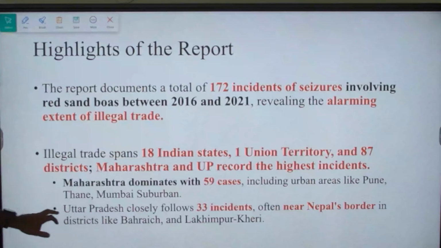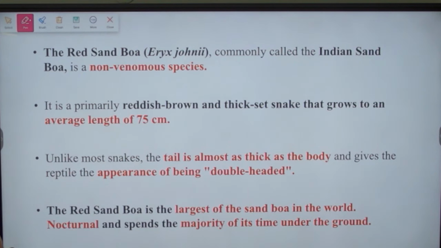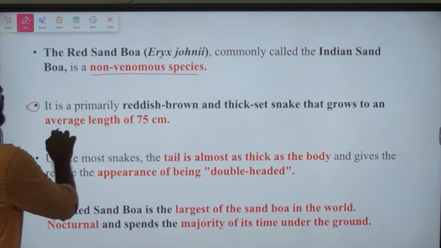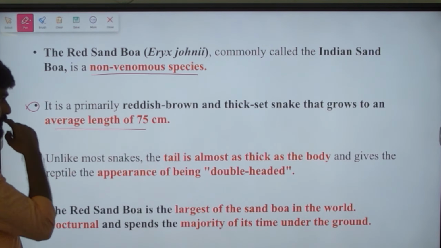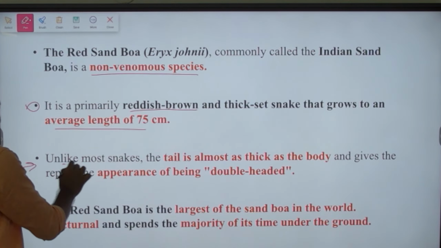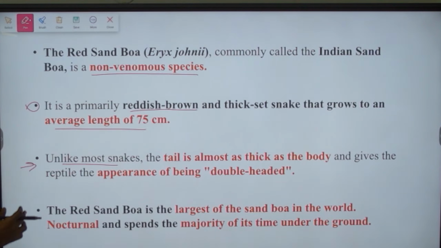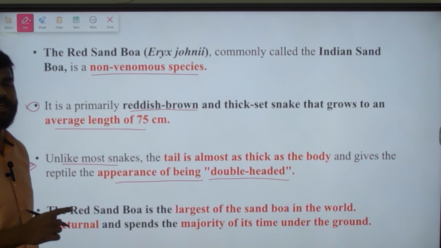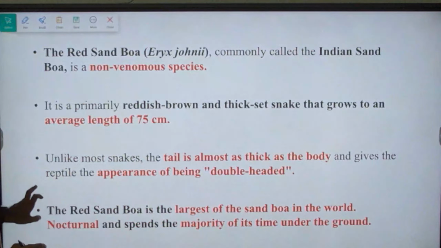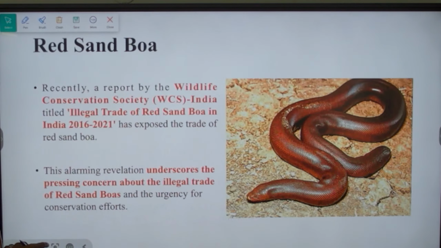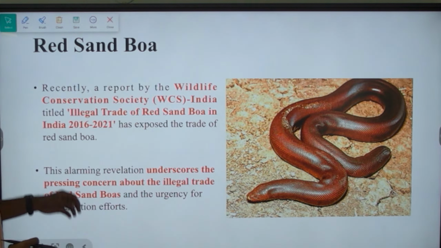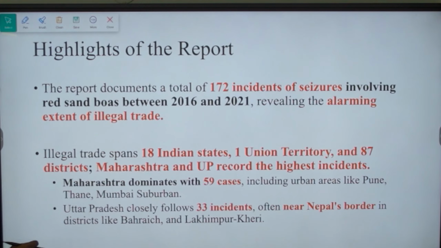Okay, so let us understand further details about red sand boa. Red sand boa, also called Indian sand boa, is a non-venomous species. Very important, it is a non-venomous species. Next, its average length is 75 centimeters and it is reddish brown in color. And this point is important. Unlike most snakes, the tail is almost as thick as the body, so it gives the appearance of being double-headed. When you see the snake, you cannot distinguish which is head and which is tail. This is one of the unique characteristics of red sand boa.